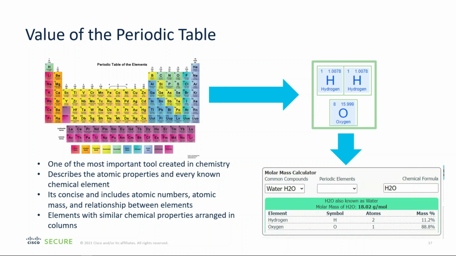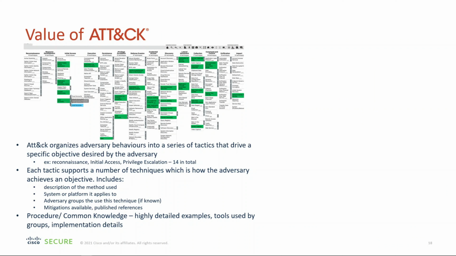So think of the MITRE ATT&CK framework as very, very similar, in the sense that we've got these tactics and techniques that the adversary is going to use. It's going to be a collection of capabilities to drive a specific outcome. And that's the MITRE ATT&CK framework. So it organizes the adversary's behaviors into a series of tactics. Now, these tactics are things like reconnaissance, initial access, privilege escalation. There's 14 in total when you look at the enterprise matrix within ATT&CK.